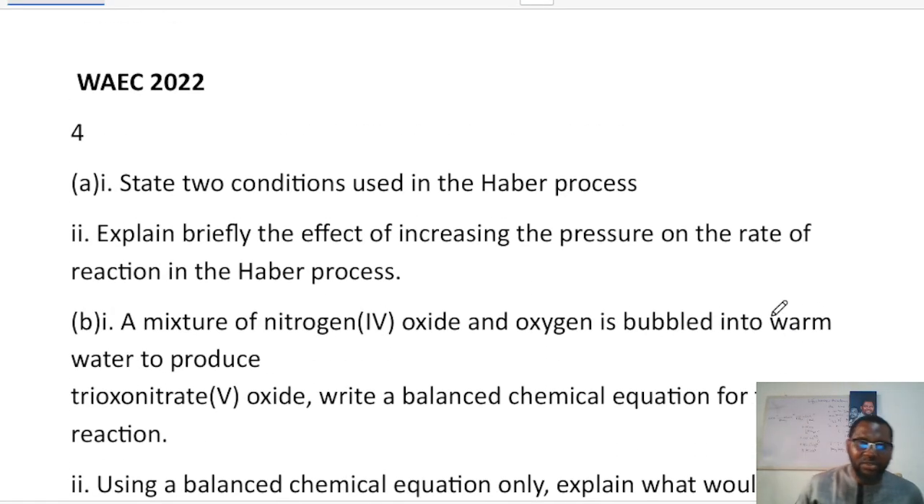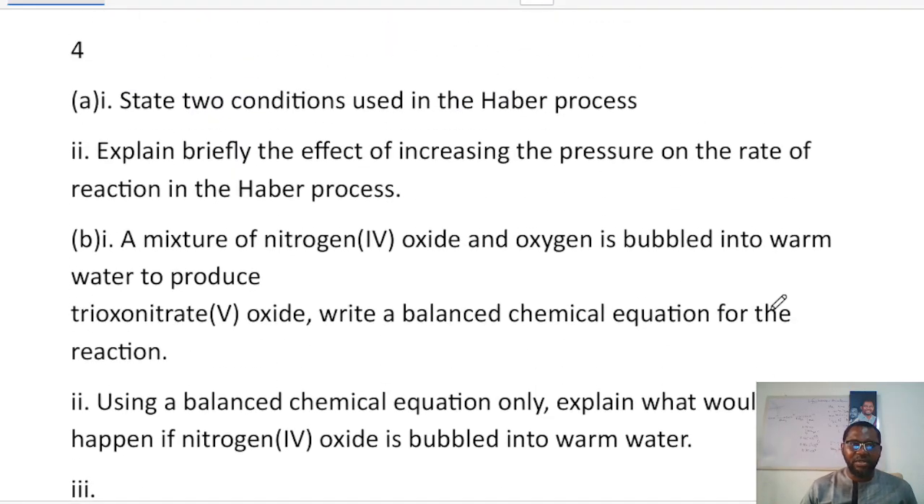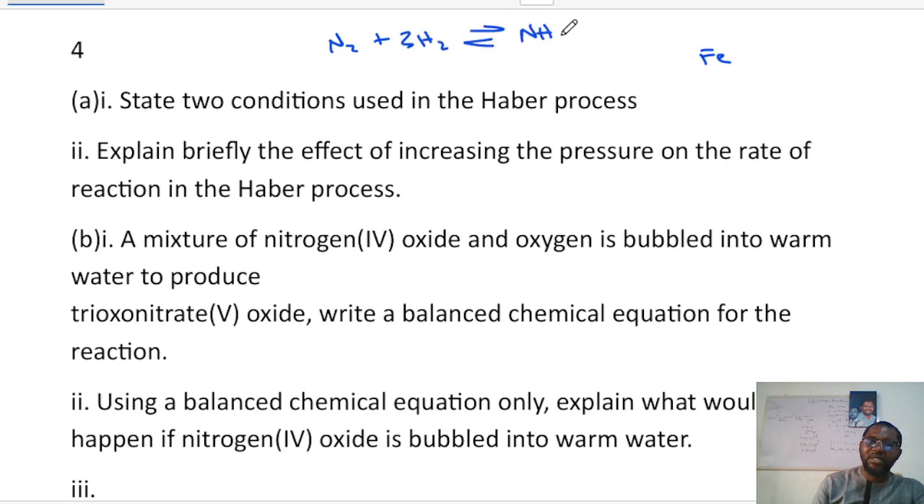So that leads us to another question. Now this one says, state 2 conditions used in the Haber process. The first condition is the presence of a catalyst, iron catalyst. Haber process is the production of ammonia: nitrogen plus hydrogen will give us ammonia, NH3. And one of the conditions is that there has to be a catalyst. The second condition is that it has to take place in the presence of high pressure and high temperature. That's very important.